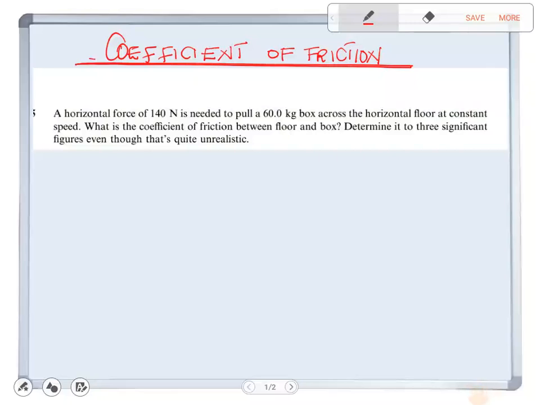In this video, we are going to look at how we can find the coefficient of friction if a horizontal force of 140 Newton is needed to pull a 60 kg box across a horizontal floor at a constant speed. What is the coefficient of friction between the floor and the box? And they want us to determine this to three significant figures. So to do this, we first have to draw a free body diagram, which I'm going to put up so that you see how we can calculate.